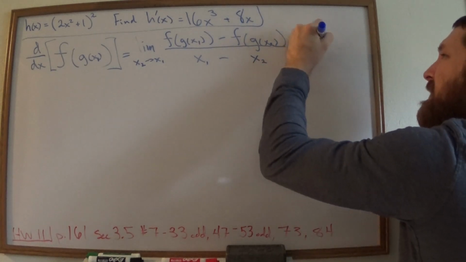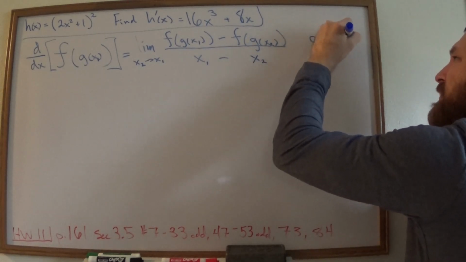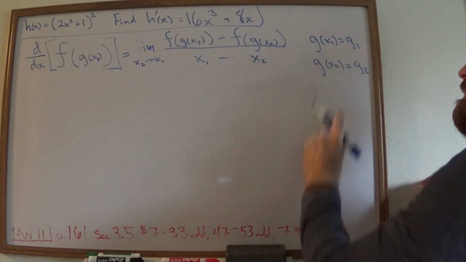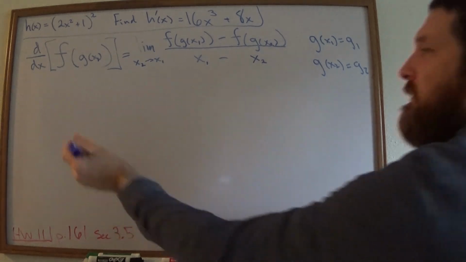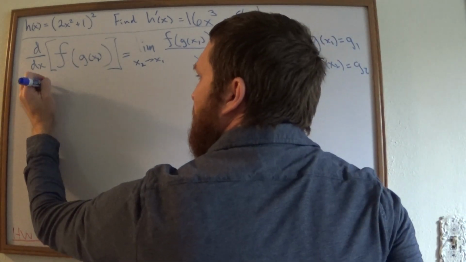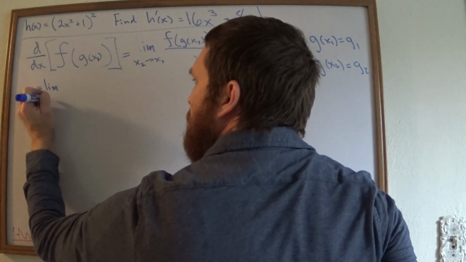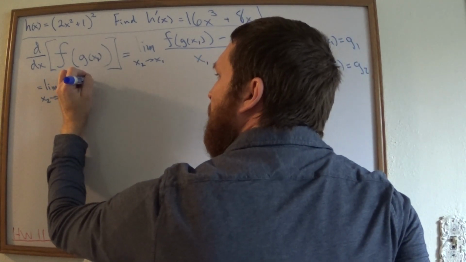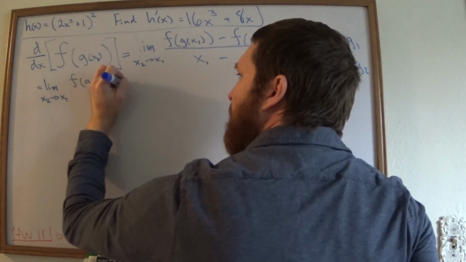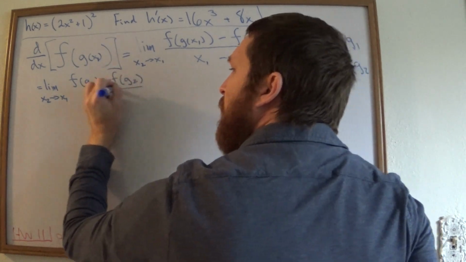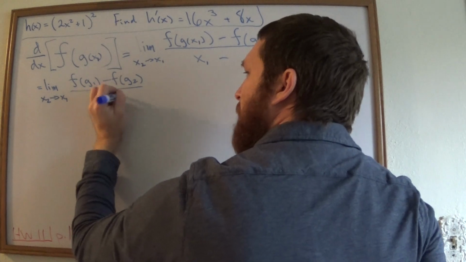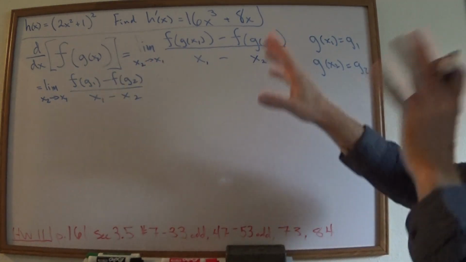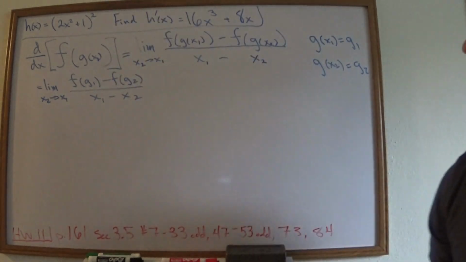And remember, one thing I did here is I said g of x1, we just renamed it g1. We said g of x2, we've renamed that as g2. So now, let's look at this thing again. We're taking the limit as x2 goes to x1 of f of g1 minus f of g2 over x1 minus x2.